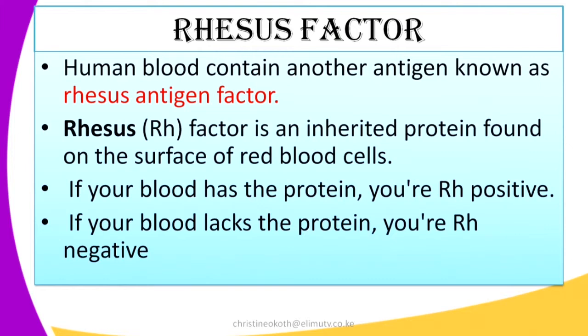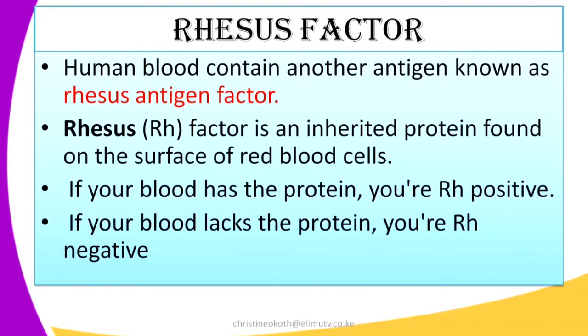So let us look at the rhesus factors. Human blood contains another antigen, which is also known as the rhesus antigen factor. So among the other antigens, we have a specific one we call the rhesus factor. It is written as capital R and a small h. It is also a type of protein which is found on the surface of the red blood cell. Remember, the antigens, all of them are proteins in nature.